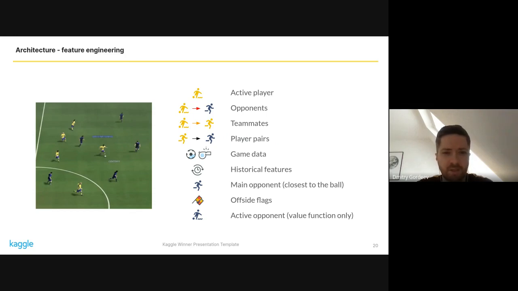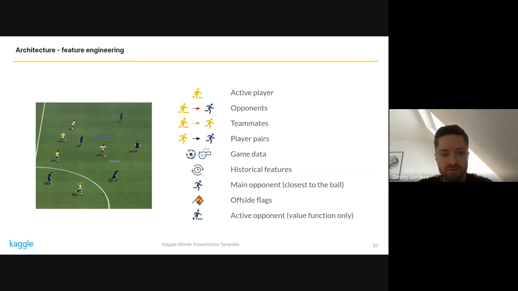Next block is player pairs. So for each teammate, we also would like to look at how open the teammate is to receive a pass, meaning where are the opponents around him, how close they are, what is the direction of their movement, so how far they can block the teammate or reach him. So we construct all possible pairs of teammates versus opponents and their relative positions and speeds to basically add this information to the model.